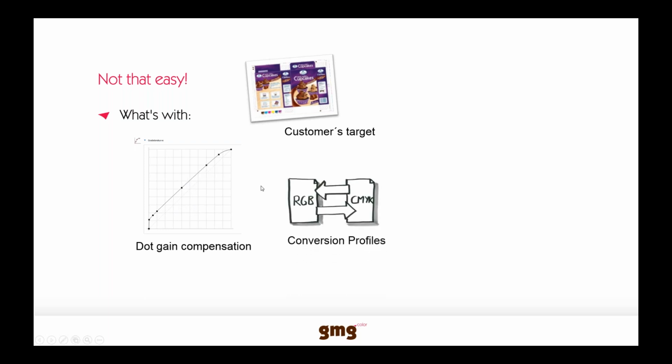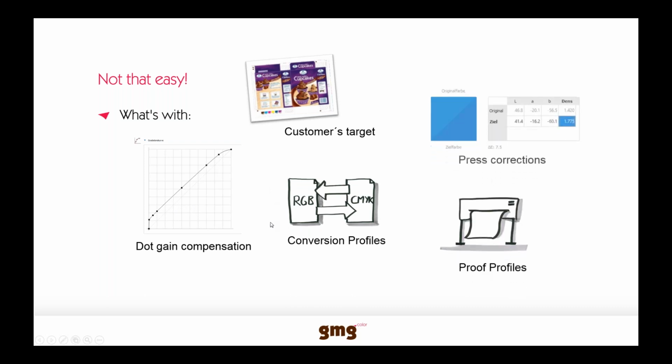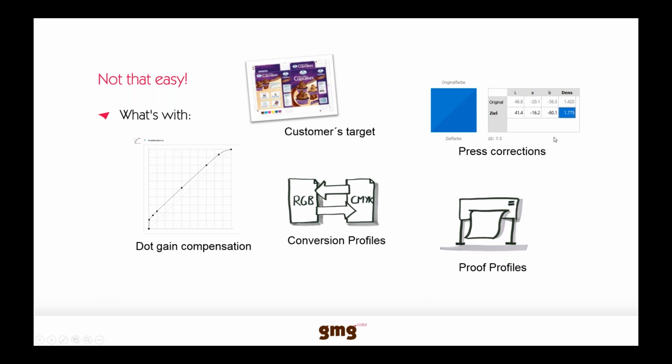You have, of course, the conversion profiles we talked about already, the proof profiles, and maybe corrections later on the press, where the printer already corrects density values or something like that. So there's a lot of topics you have to consider, and the workflow is not as easy as we've seen before. So I want to show you a bit more detailed workflow right now.